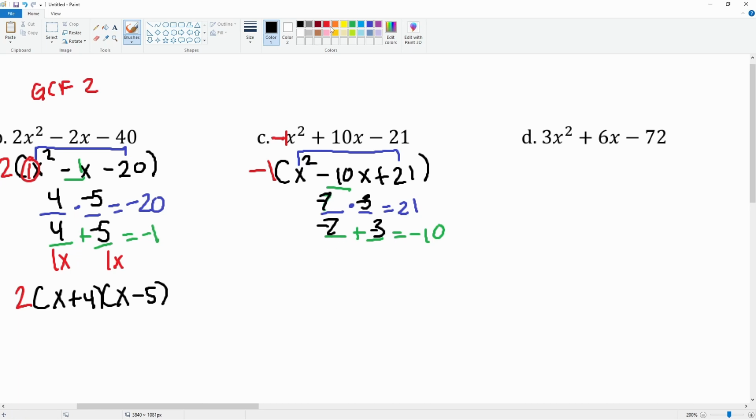Right, so then we divide by this 1x. That's easy, doesn't simplify, so it's x minus 7 and x minus 3. Do not forget about that GCF in front, which is a negative 1.